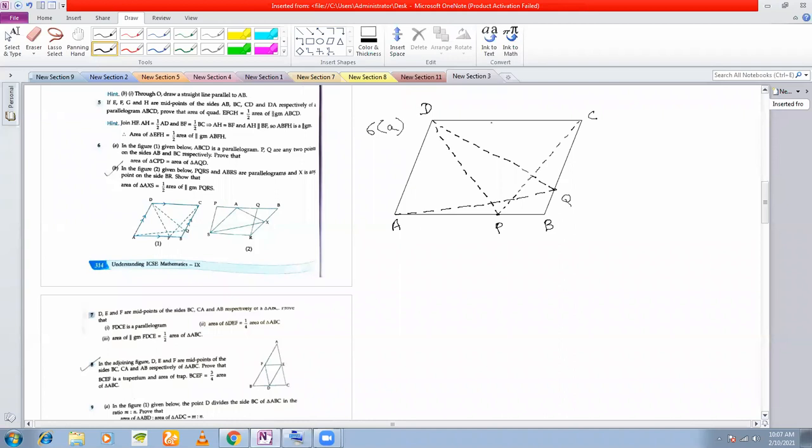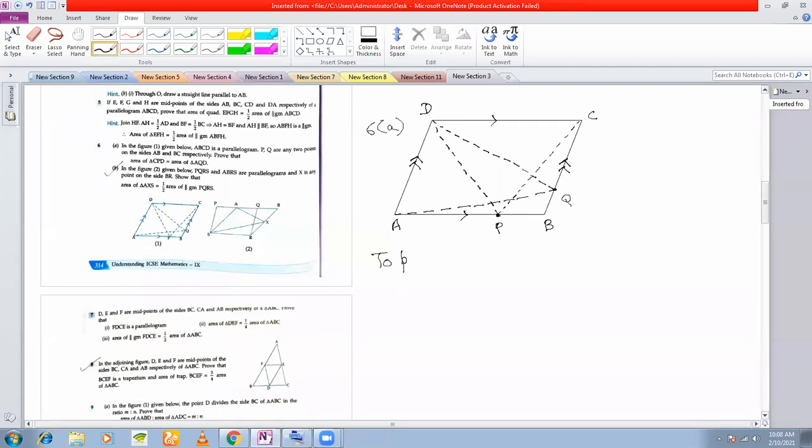This is what the figure looks like. ABCD is a parallelogram. Now let's read the question. In the figure given below, ABCD is a parallelogram. P and Q are 2 points on the side AB and BC. In fact, P and Q are any 2 points on the sides AB and BC of the parallelogram. Any 2 points. You need to prove that.